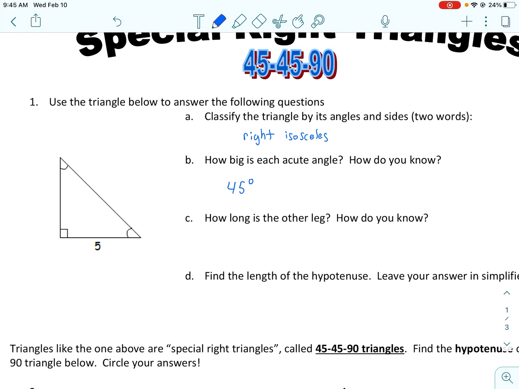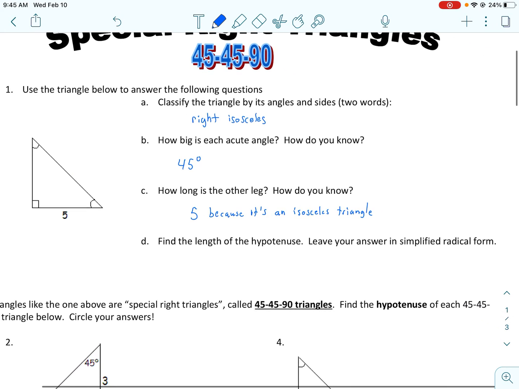How long is the other leg? The other leg is 5 because it's an isosceles triangle. All right. Find the length of the hypotenuse. Okay, so we know this is 5. Remember, this is called the hypotenuse.